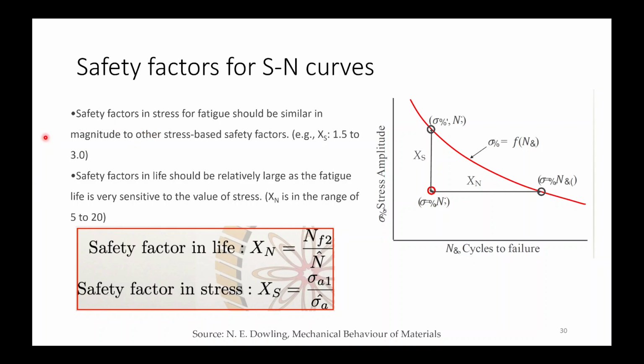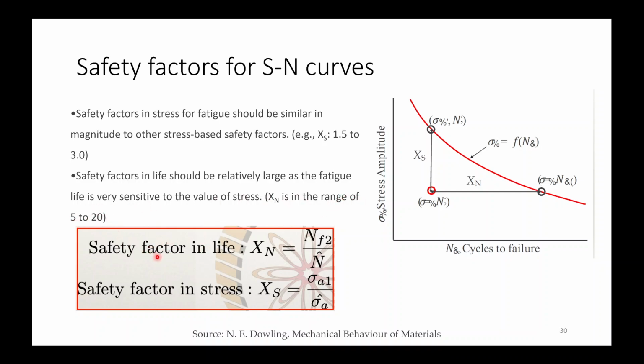Okay, so safety factors in stress for fatigue should be similar in magnitude to other stress based safety factors such as 1.5 to 3, and safety factors in life should be relatively large as the fatigue life is very sensitive to the value of stress. So xn, which is your safety factor for life, is in the range of 5 to 20.